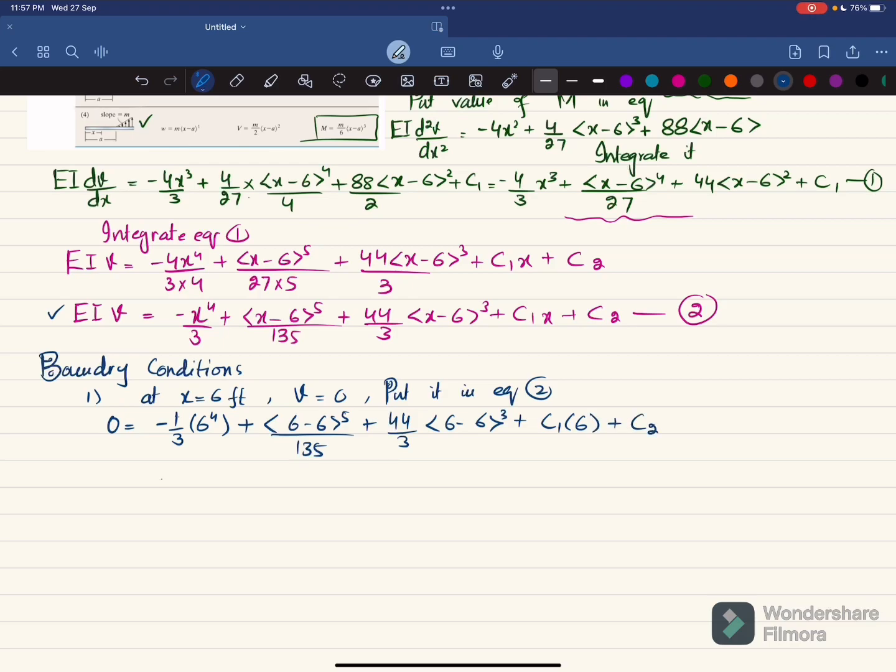So this term will give you minus 432. This will be 0 because 6 minus 6 is 0. This term will be 0. So we have 6C1 plus C2 is equal to 0. So from here you will get 6C1 plus C2 is equal to 432. Let this is your equation number 3.